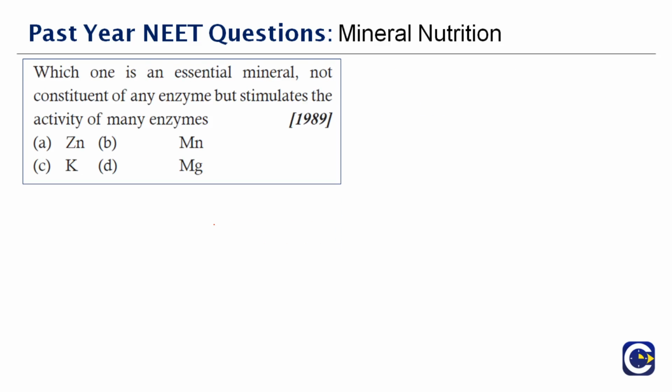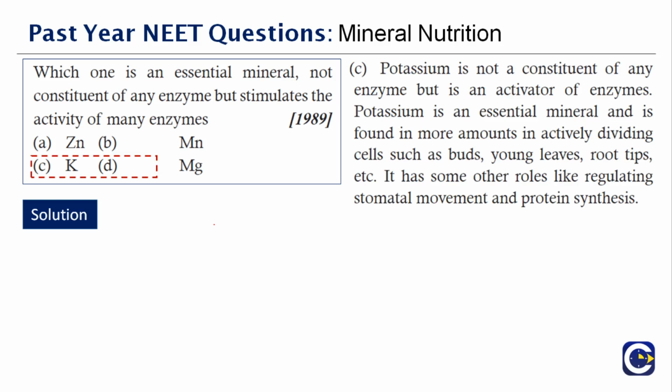Next question here. Which one is an essential mineral, not a constituent of any enzyme, but stimulates the activity of many enzymes? This I think you will not be familiar with. The right answer is potassium. Potassium is not a constituent of any enzyme, but it is an activator of enzymes. Potassium is an essential mineral, and it is found in more amounts in actively dividing cells such as buds, young leaves, root tips, etc. It has some other roles like regulating stomatal movement and protein synthesis. Therefore, the right answer to this question is option C.